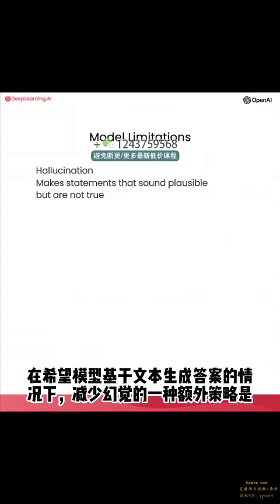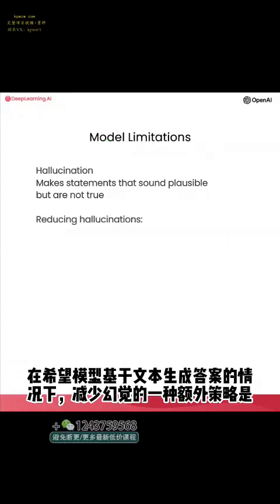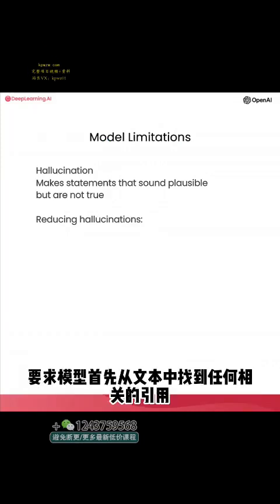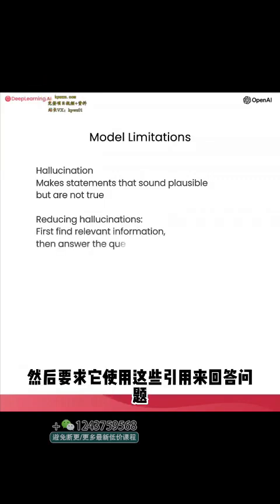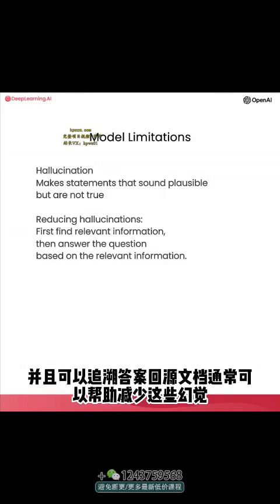And one additional tactic to reduce hallucinations, in the case that you want the model to generate answers based on a text, is to ask the model to first find any relevant quotes from the text, and then ask it to use those quotes to answer questions. Having a way to trace the answer back to the source document is often pretty helpful to reduce these hallucinations.